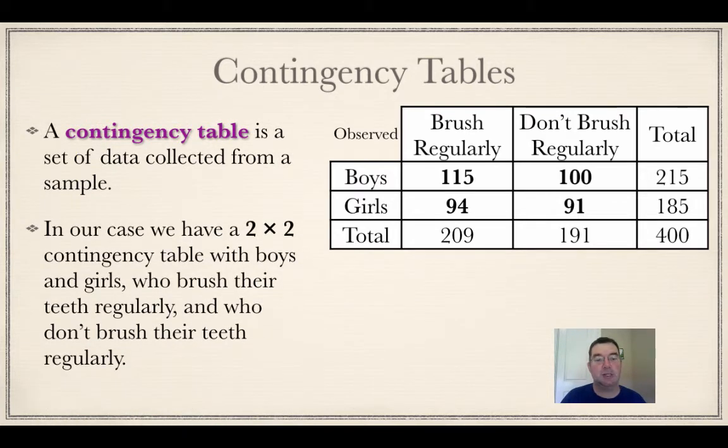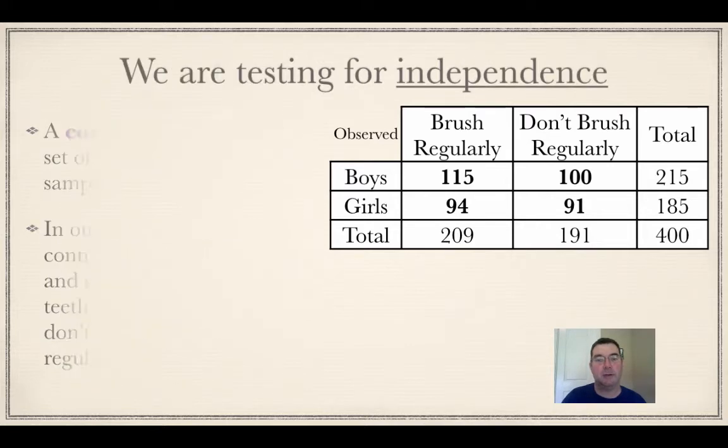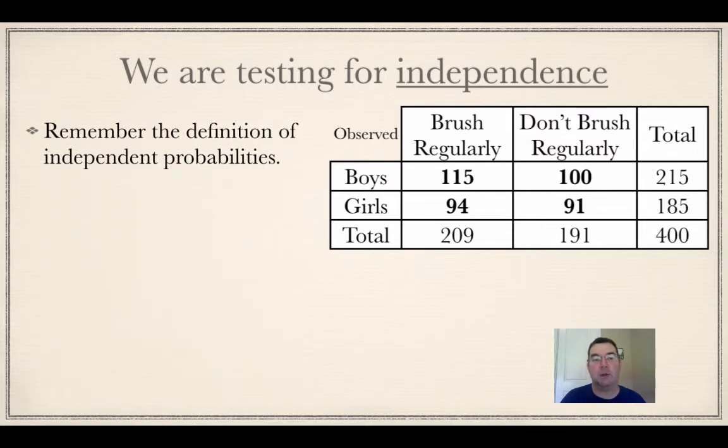Now I have a 2x2 contingency table: boys and girls, those who brush their teeth regularly and those who don't. So we are going to test for independence. We're going to see how independent being a boy or a girl is from brushing regularly or not brushing regularly.